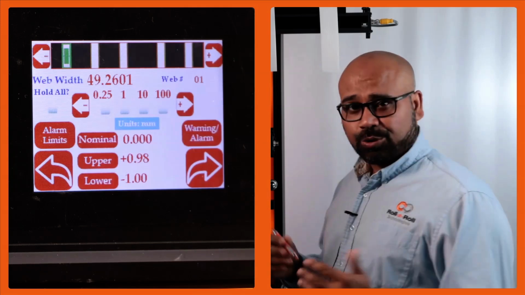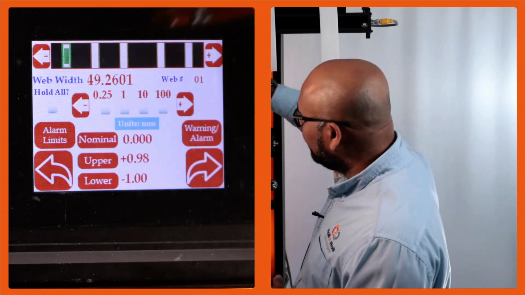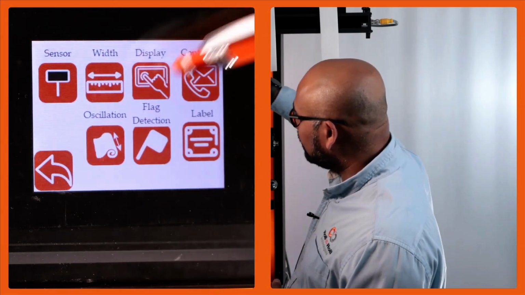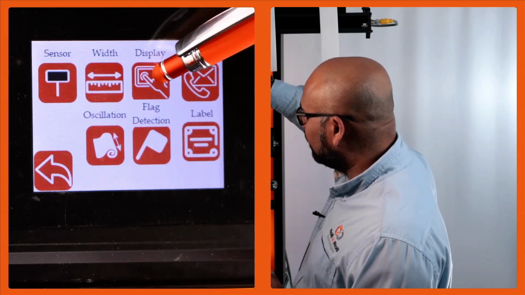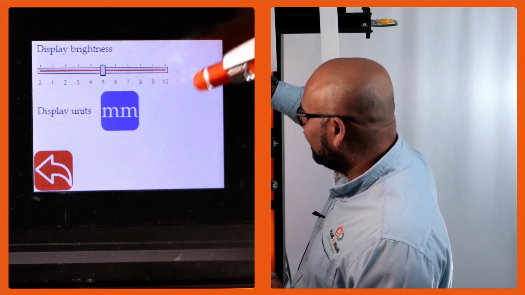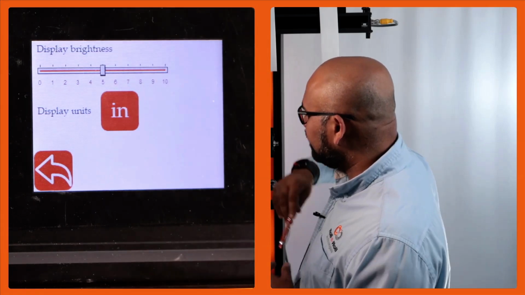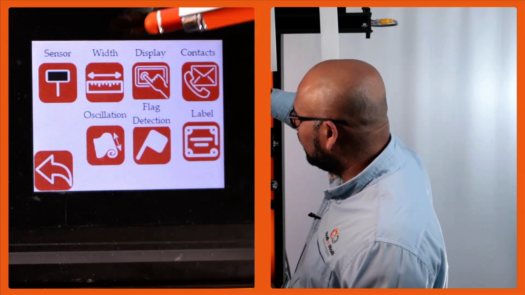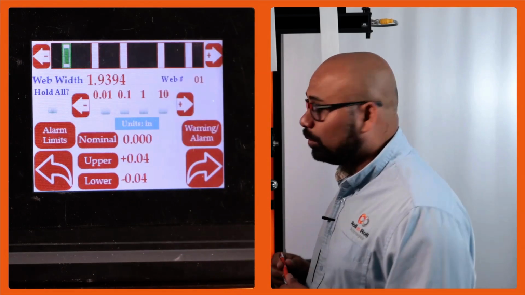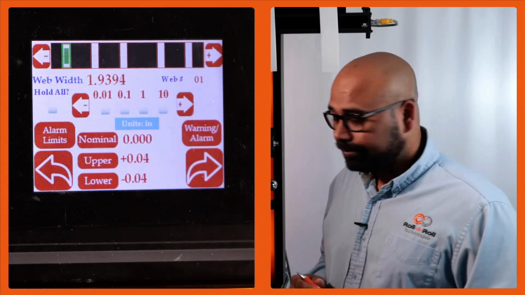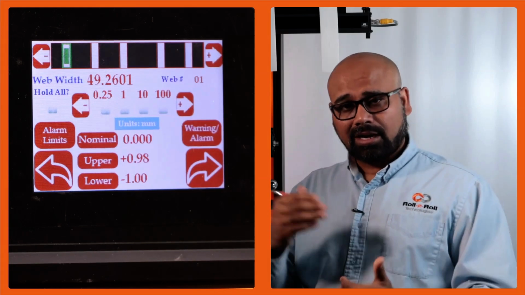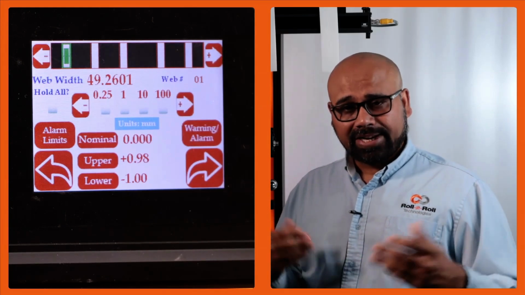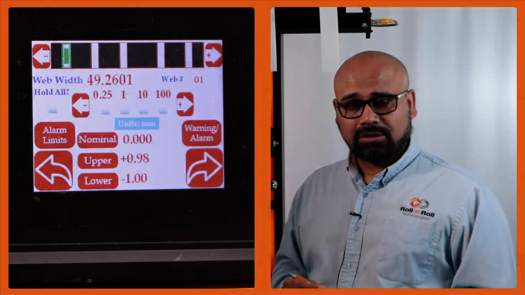Just to show you how this will work in inches, you can go back one screen and then go to the display icon in the operator menu, and then the units. You can change it to inches, and now the units on this screen will all be in inches. Then, like I mentioned, for each web, we can set a nominal width, upper limit, and lower limit. Right now, I'm going to show you how we can set those things.